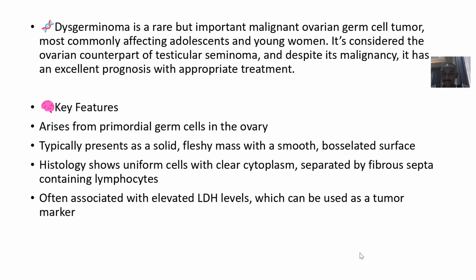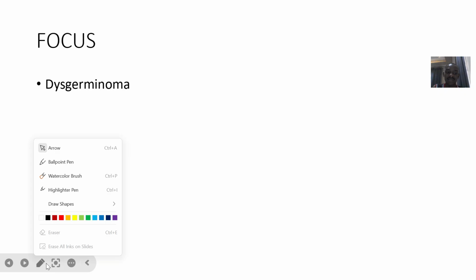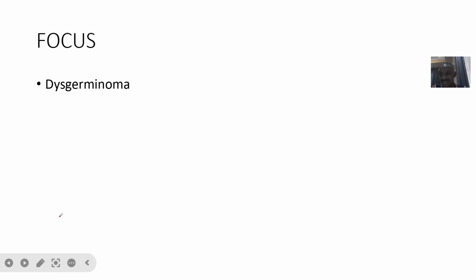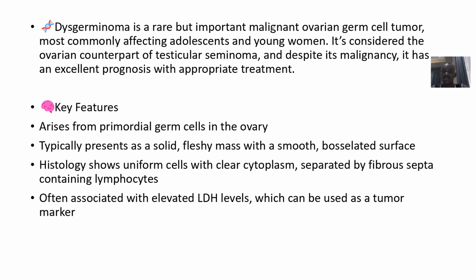This is the histology, and this is basically how the ovaries will look. Anytime I hear Dysgerminoma, it sounds to me like something is scattering. Dysgerminoma is a rare but important malignant ovarian germ cell tumor. Do you understand? If they say something is malignant, it has the tendency to spread to other regions.